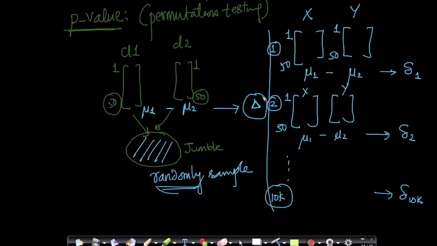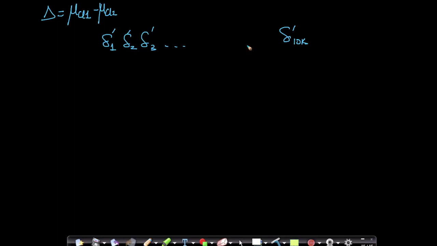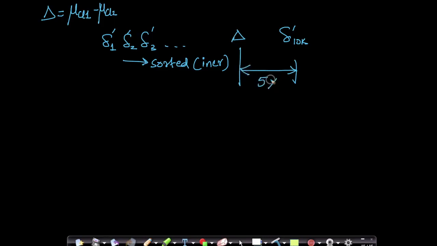So this original one. Now I'll say, where does my delta fit in here? This is my sorted order. Let's not forget that. This is sorted in increasing order, let's say. So if my delta is here, and let's assume 5% of points are greater than delta, then I would say that my p-value is 5%, or my p-value is 0.05.